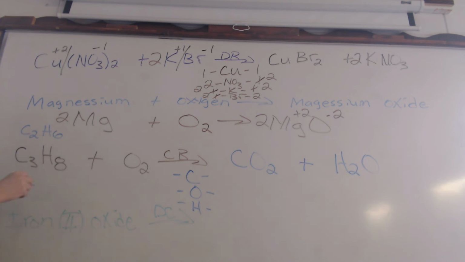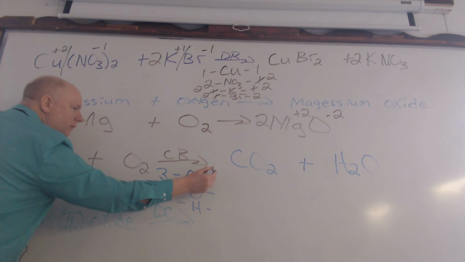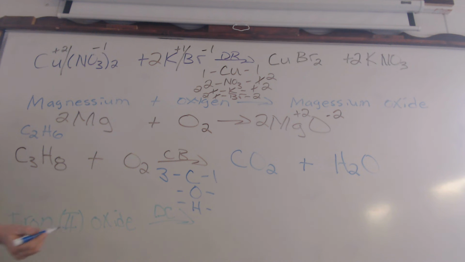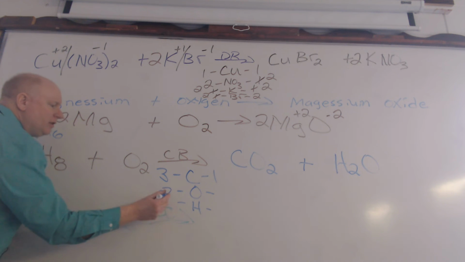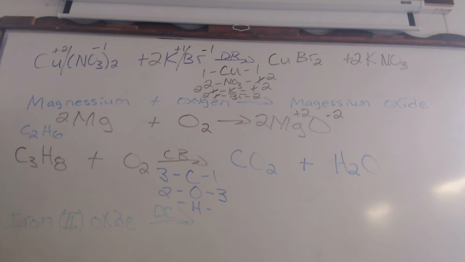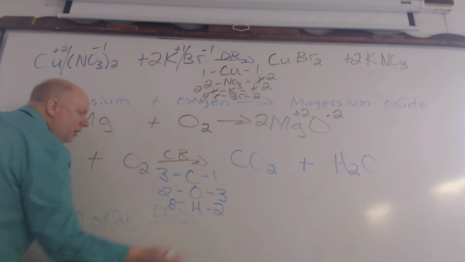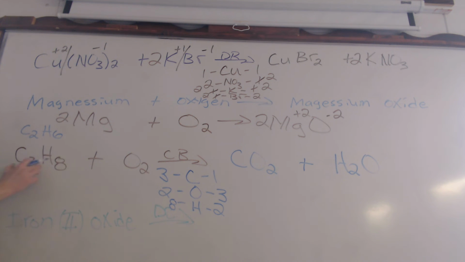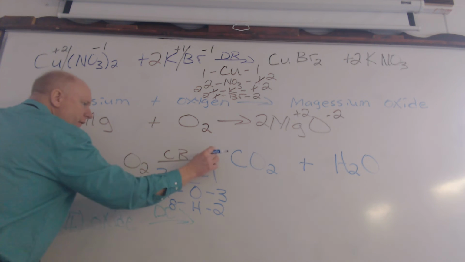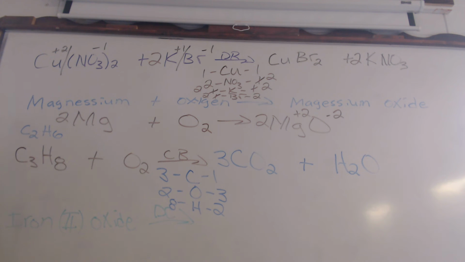Okay. Carbons left, 3. Carbons right, 2, 1. Oxygens left, 2. Oxygens right, 3. Hydrogens left, 8. Hydrogens right. Since this hydrocarbon, hydrogen carbon, is odd, what can we put in front of here? We don't have to double this right away because it's not an even number. All right, you got 7.